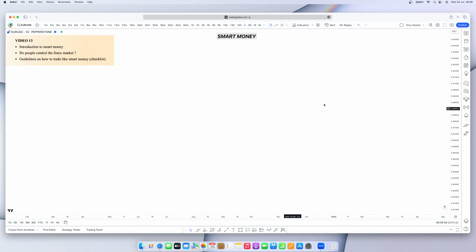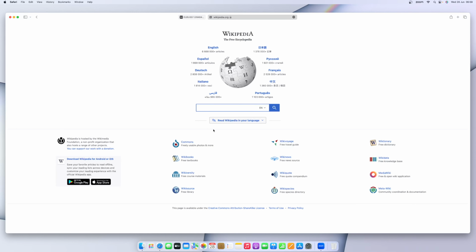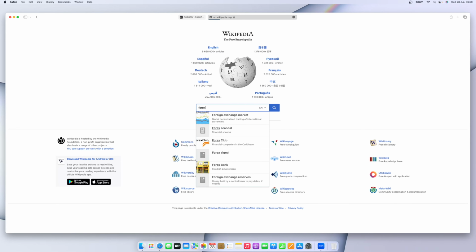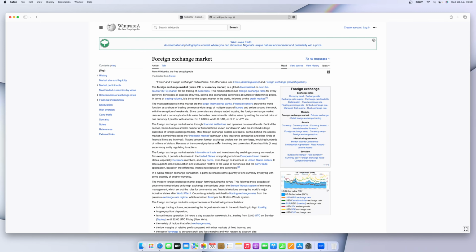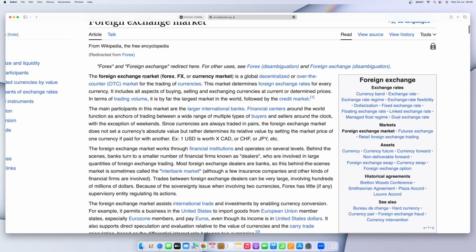All right. So quickly, let us open a new tab and then click on Wikipedia. And then let's type in Forex, and then click on enter. Okay, so we just zoom this so you can see. So foreign exchange markets, that is Forex, FX, or currency markets, just the same thing as a global decentralized or over-the-counter OTC market for the trading of currencies. So you already know what that is, right? We trade currencies with Forex.